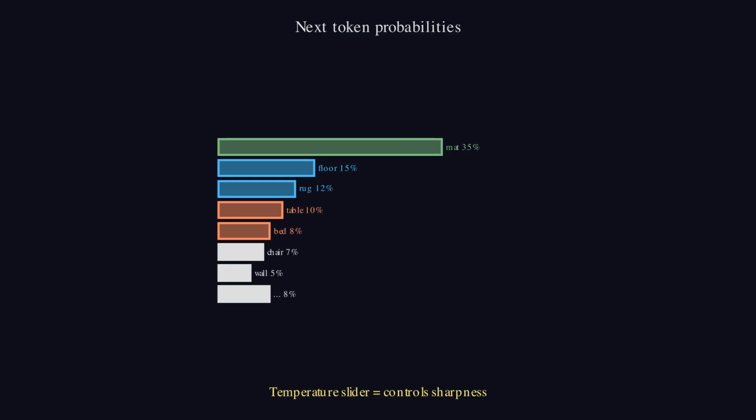Top K sampling. Only consider the top K most probable tokens. Ignore the rest. Top P sampling, also called nucleus sampling. Only consider tokens whose cumulative probability exceeds P, say 0.9. These techniques balance coherence and creativity. That temperature slider in ChatGPT, now you know exactly what it does mathematically.